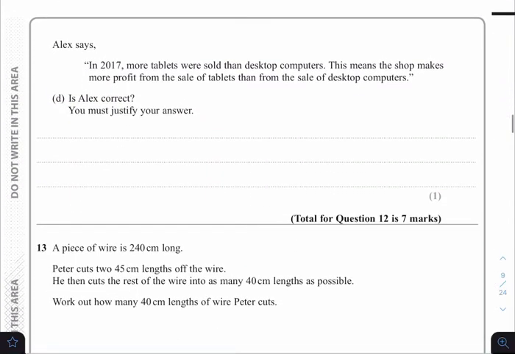So the next part is Alex says in 2017 more tablets were sold than desktop computers. This means the shop's making more profit from the sales of tablets than from the sale of desktop computers. Is Alex correct? You must justify your answer.